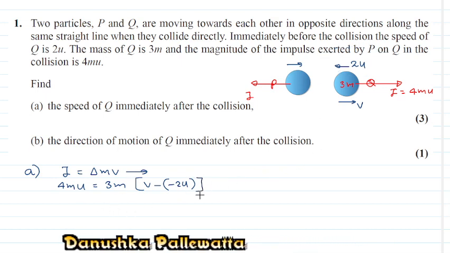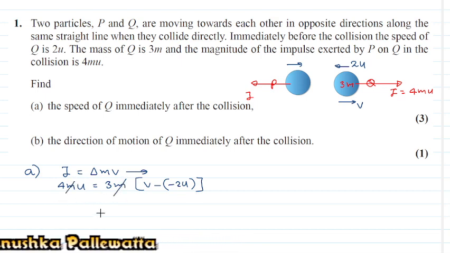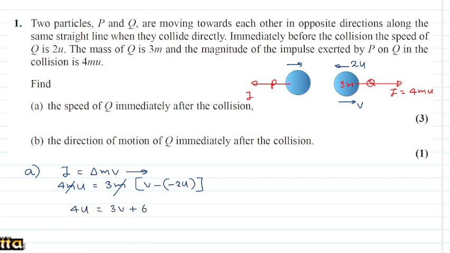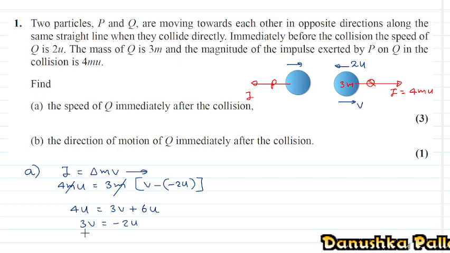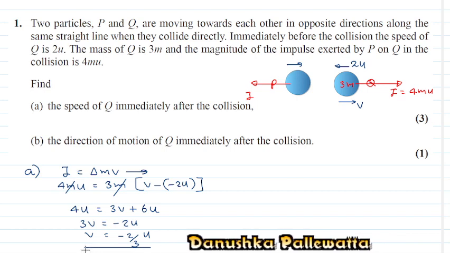Okay, so now let's simplify and solve this equation to get the value of v. I can cancel m. I have 4u equals 3v minus into minus, plus 6u. So 4 minus 6 is minus 2u. Therefore, we have v equals minus 2/3 u. Okay, that's the final value.